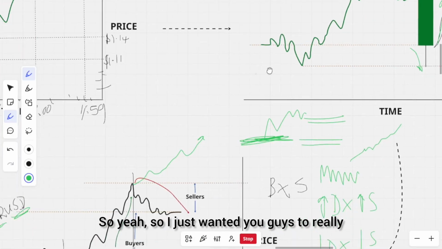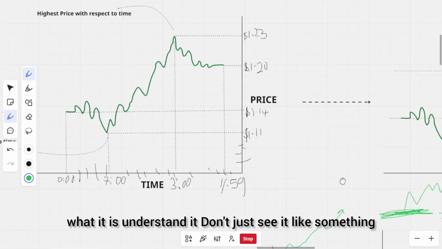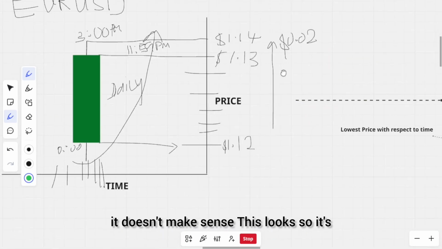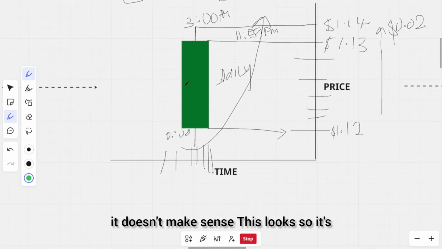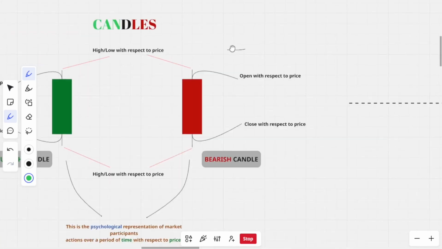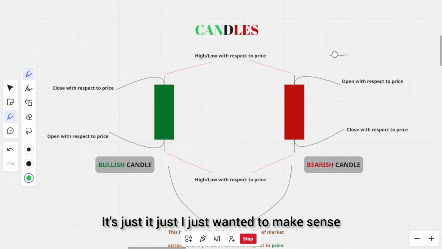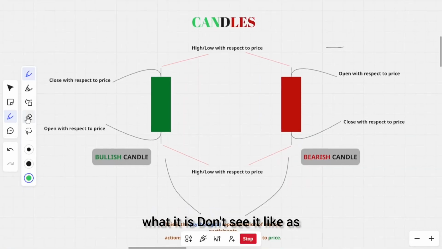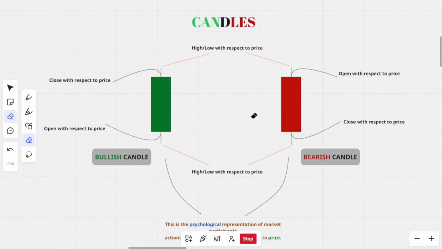So I just want you guys to really understand this thing for what it is. Understand it. Don't just see it like something that is gibberish, that it doesn't make sense. It's just real life scenarios, economics. I just want it to make sense to you guys. Understand it for what it is. Don't see it as if we're just speaking gibberish. No, we're not. So I think that's it for now.